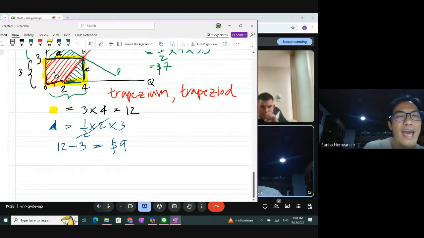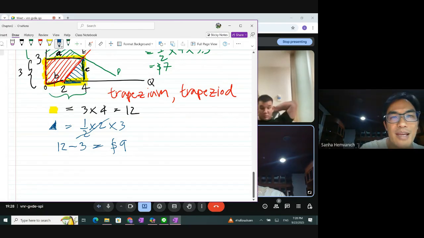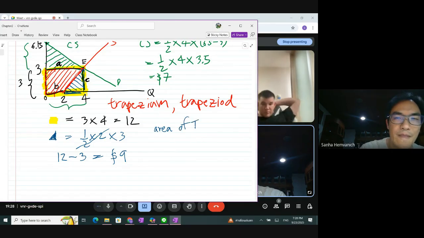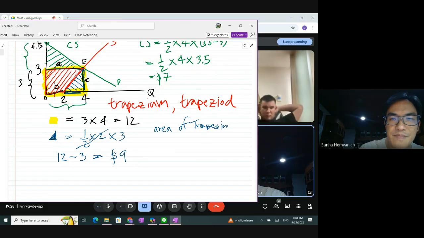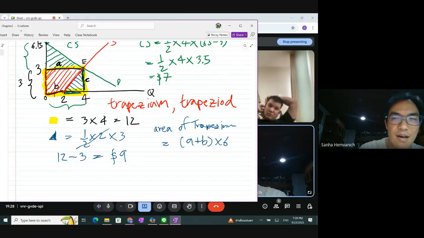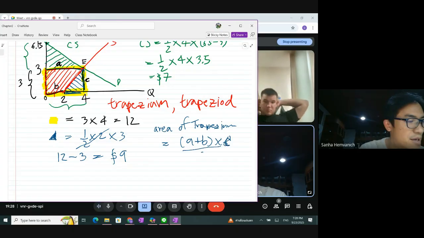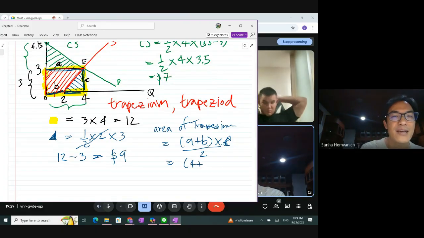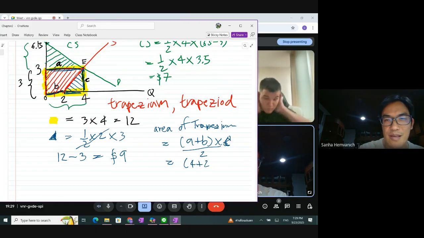Okay, so in the book, it gives you the area of a trapezium is equal to A plus B times C, C divided by 2. Okay, A here is 4, plus B is here. It's just from 0 to 2, so 2, right?